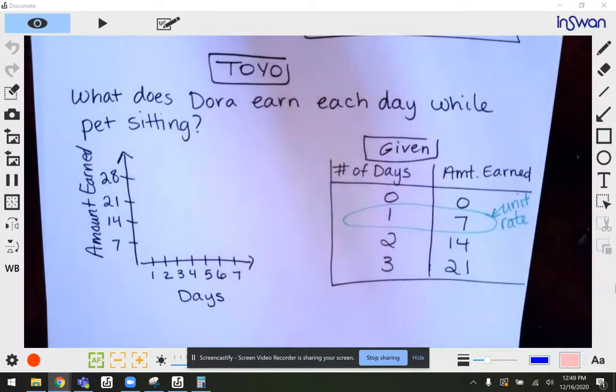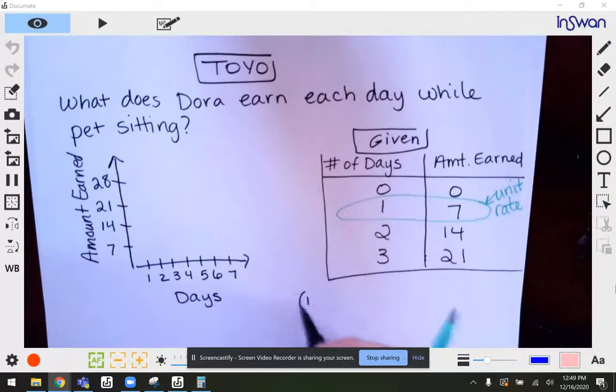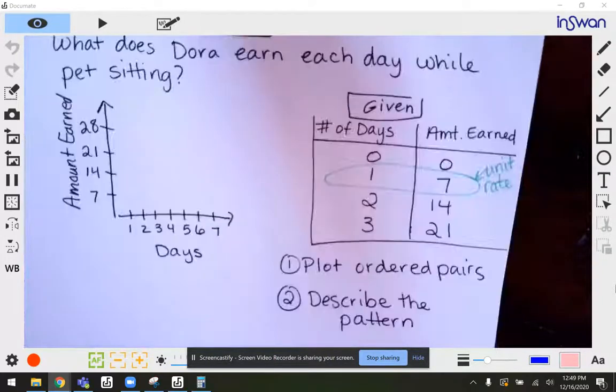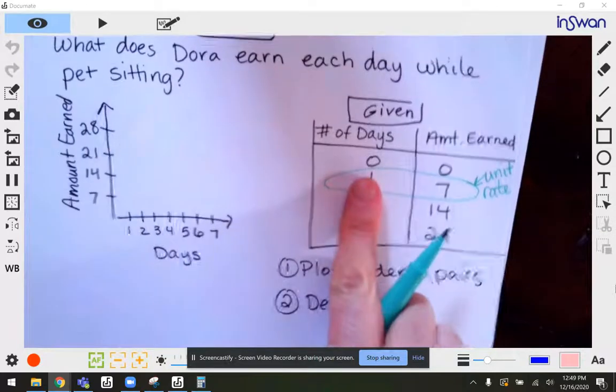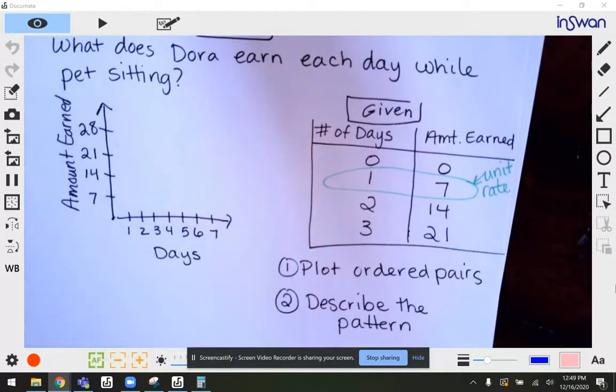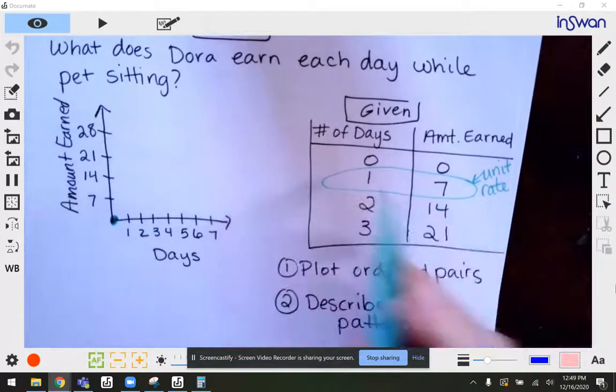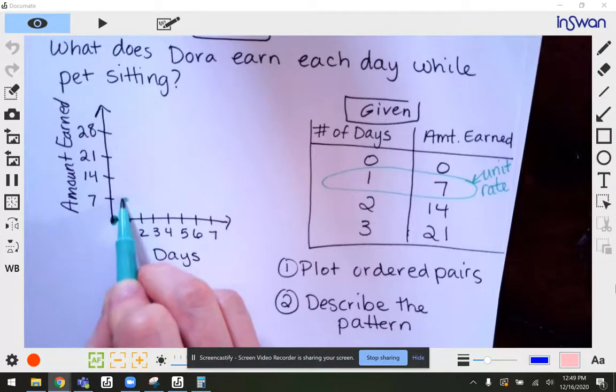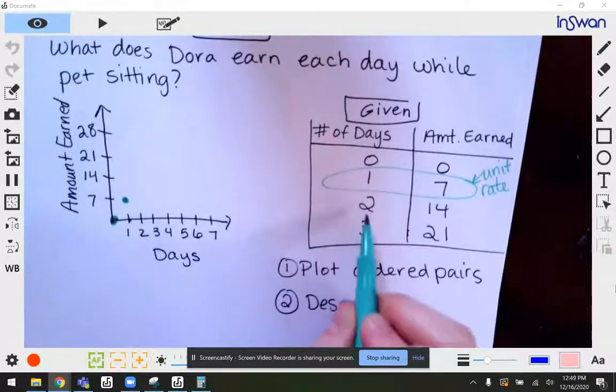But the problem is also asking us to plot the ordered pairs. And it's asking us to describe the pattern. Okay, so if we want to plot these, 0, 0 is right at the origin here. 1, 7, we would do 1 day for $7. That's our unit rate, right?